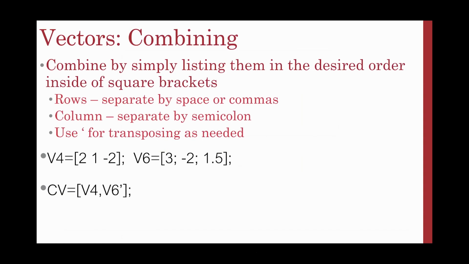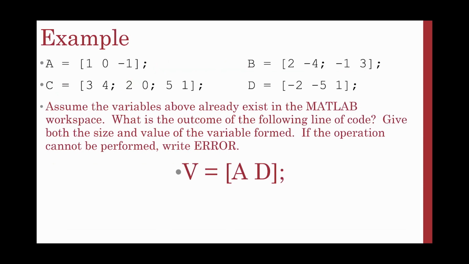So how do we combine vectors? I did a little bit of this in the previous slides. We can combine by simply listing them in the desired order inside of square brackets. Rows, again, are separated by spaces or commas, and columns are separated by semicolons, and you can use the apostrophe to transpose as needed. So if I wanted to create a combined vector of v4 and v6 in the order of v4, v6, first of all, I had to transpose v6 because v6 was a column vector, not a row vector. After I do that, I'm going to get a variable vc containing first v1 and then the transposed version of v6.